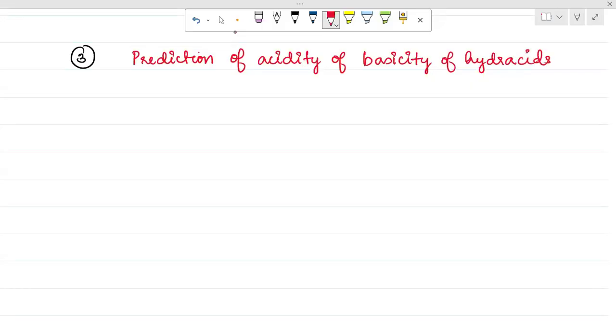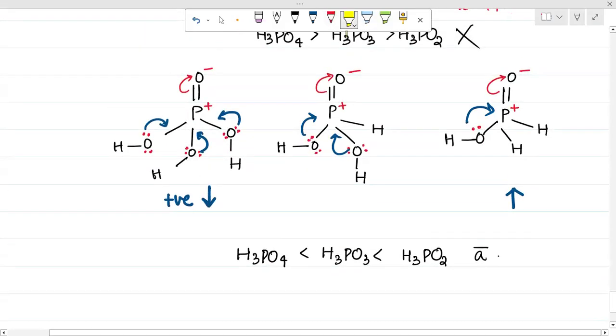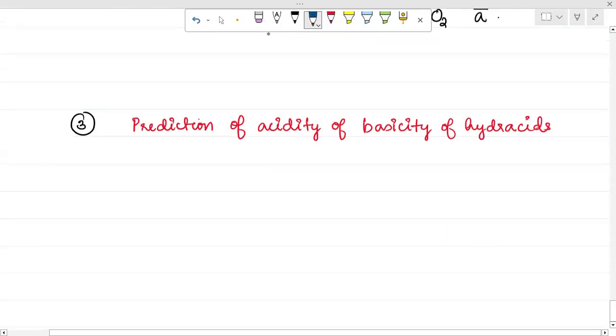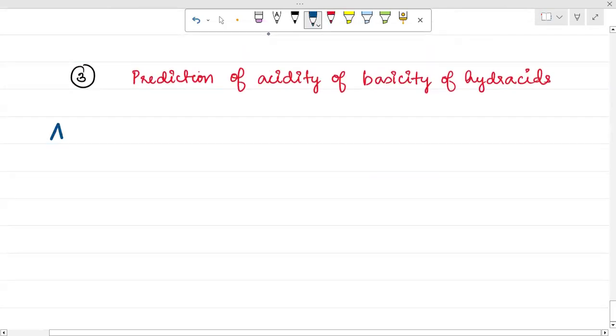Oxo acids means you had a central atom and attached to the central atom you had OH. Okay? You had a central atom attached to which you had OH. This is oxo acid. Hydra acid means you will have a central atom attached to H. That's it.